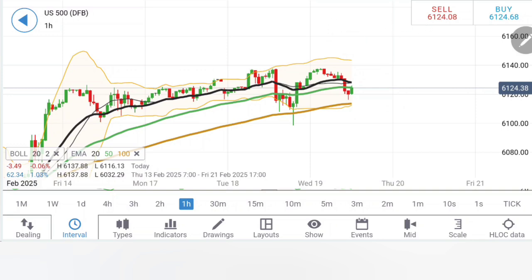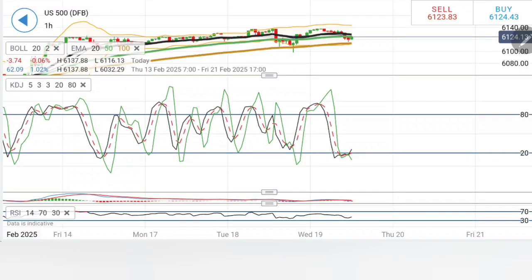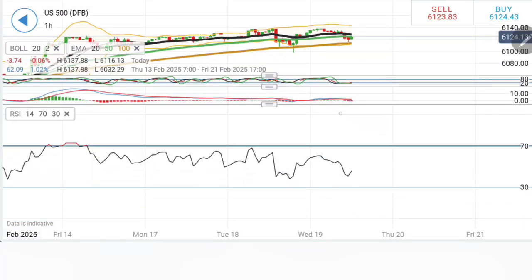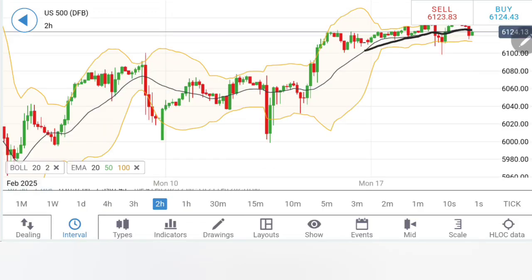So now it is very important for S&P to trade below the 6114, 6110 zone, and then 6100. If these two levels are taken, you can say that the bears are back in action. Stochastic is oversold here, MACD is bearish, and RSI is trying to recover from the bottom.